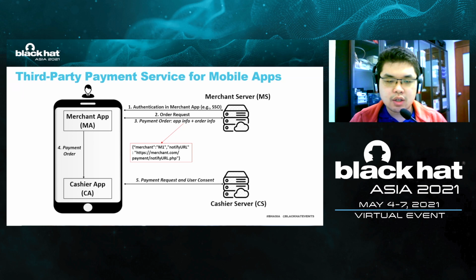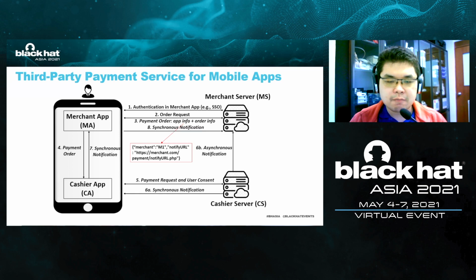Then, the merchant app forwards the payment order to the cashier app in step 4, while the cashier app will present the payment details, such as the total amount, to the user for authorization. Once the user authorizes the payment, the cashier will generate a payment request to its server, or just the cashier server in step 5.